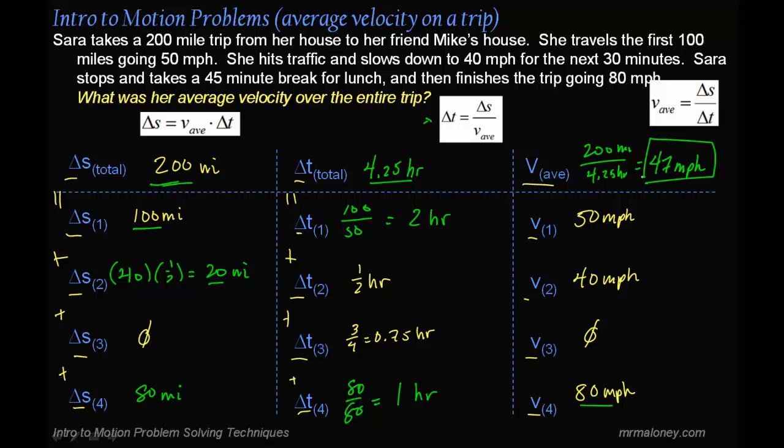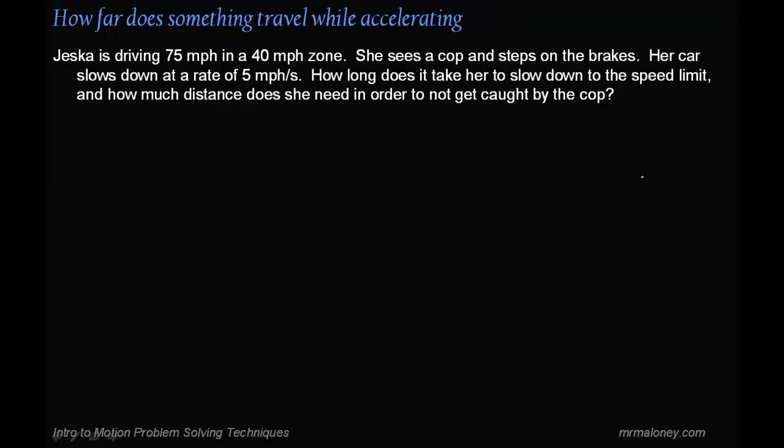Now another type of problem that's a little bit tricky is when an object is accelerating, speeding up or slowing down, and you want to figure out the distance the object traveled while it was accelerating. So in this case, Jessica's driving 75 miles per hour. She's being a bad girl in a 45 mile per hour zone. She sees a cop and steps on the brakes. Her car slows down at a rate of 5 miles per hour per second. How long does it take for her to slow down to the speed limit, and how much distance does she need in order to not get caught by the cop?